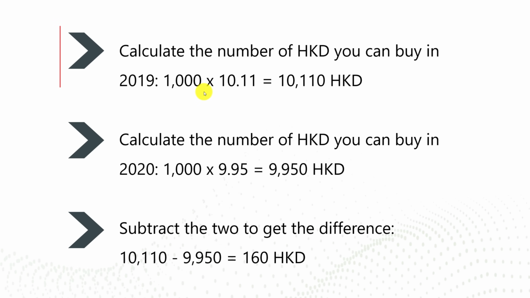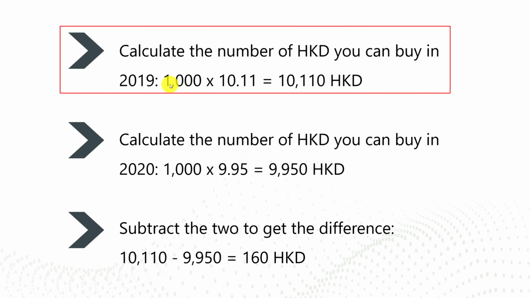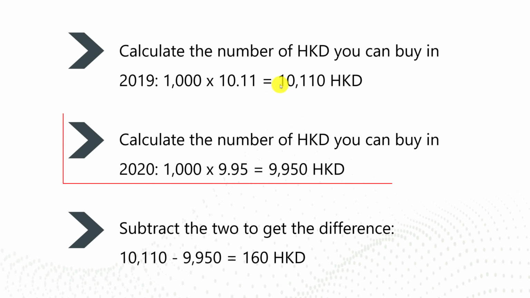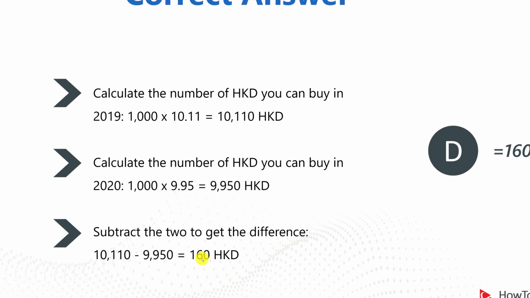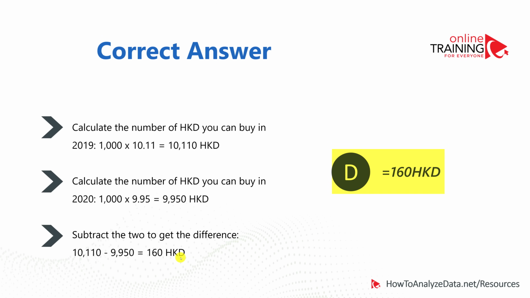You can calculate the total cost of buying Hong Kong dollars in 2019 by multiplying 1,000 by 1011, and then calculate the same value for 2020 when you multiply 1,000 by 995. And then you calculate the difference, which would be an equivalent of 160 Hong Kong dollars. Hopefully you've got this one right.